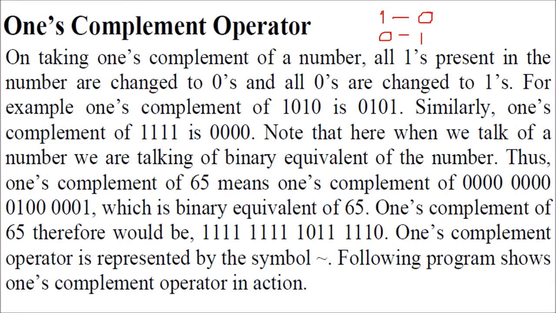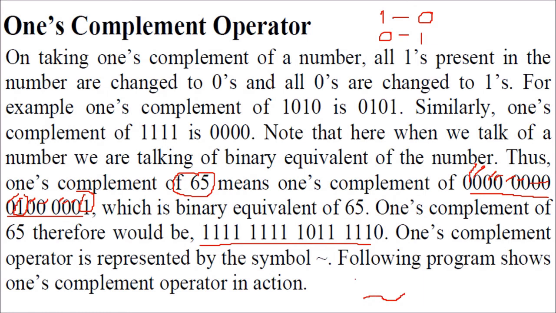So if you have, say, 65, the binary equivalent of 65 is this in 16-bit or 2 byte terms. How to find the ones complement? Just take this 0 to 1, make this 0 1 1 1 1 1 1 1, then this 1 becomes 0, 1 1 1 1 1, this becomes 0. So it will be this one. This ones complement operator is represented by the tilde sign.